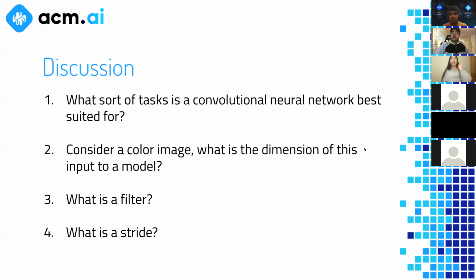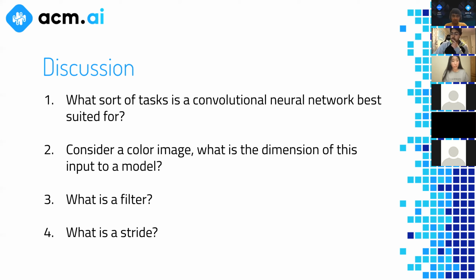All right, perfect. So just a quick discussion, just to make sure that we're all on track. What sort of task is a convolutional neural network best suited for? Yeah, perfect. Margaret and Jeffrey, you guys hit it spot on. Essentially, convolutional neural networks are mainly used for image recognition and image classification.